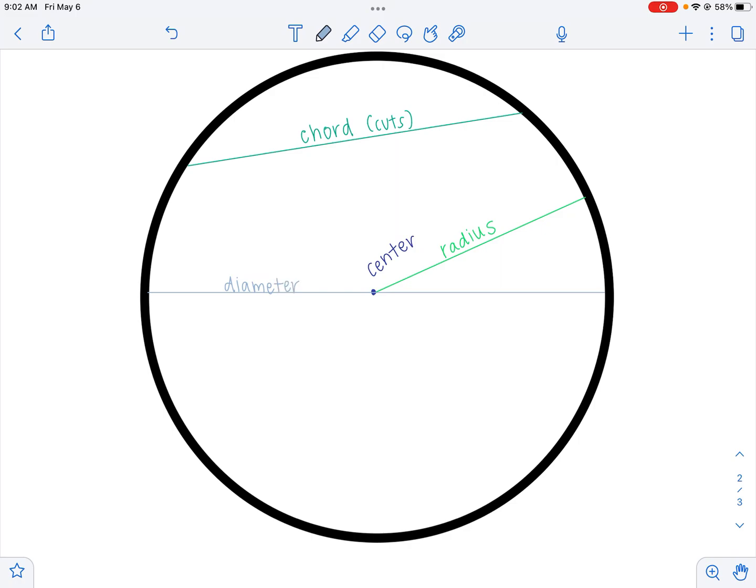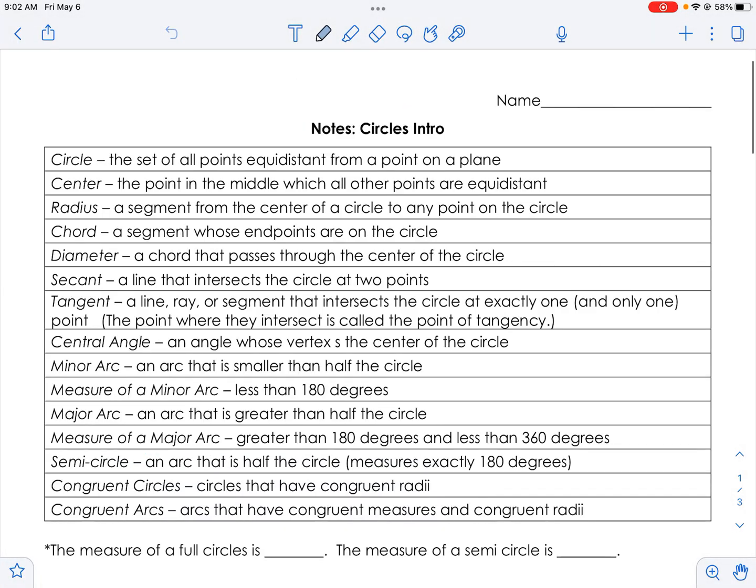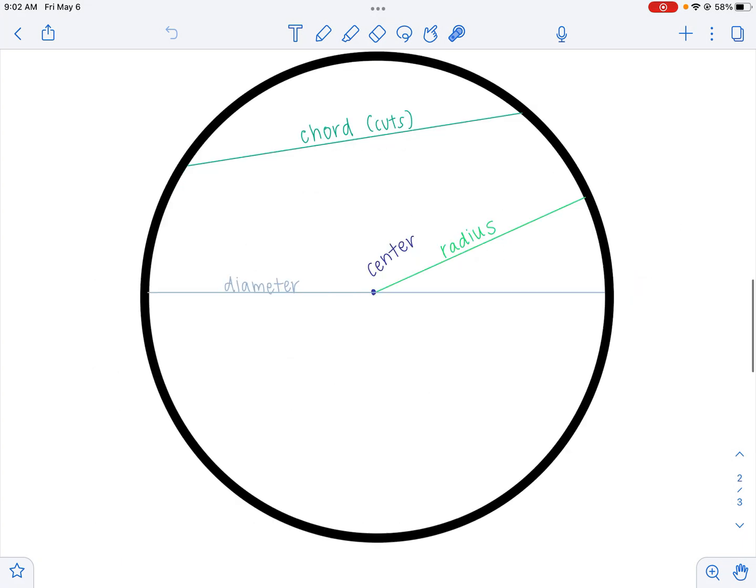So circle you've seen, I'm just going through that list. So circle, center, radius, chord is new, diameter is old. And the next one says secant. Now, a secant is a line that intersects the circle at 2 points. So while the chord cuts, the secant sees through the circle because it's a line. So that's how I like to remember it.